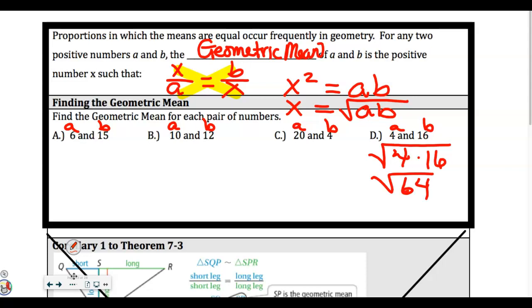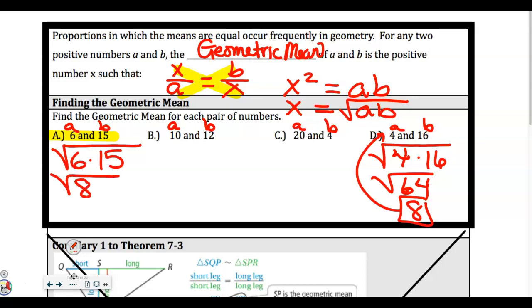Logan, what's the square root of 64 for me? 8. Okay? 8 is called the geometric mean of these two numbers. All right? And it's done. The only thing you have to watch out for is you do need to remember from our algebra review how to simplify roots. So I do the square root of 6 times 15, which would be the square root of 80 if you multiply those, but you can't leave that, and you can't leave a decimal. So you have to remember that you're looking for one of those perfect squares.